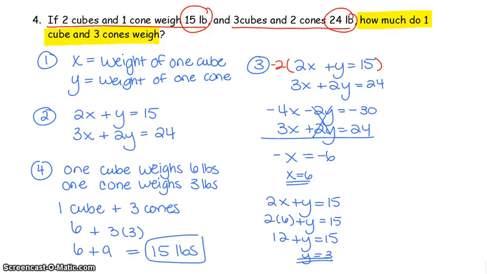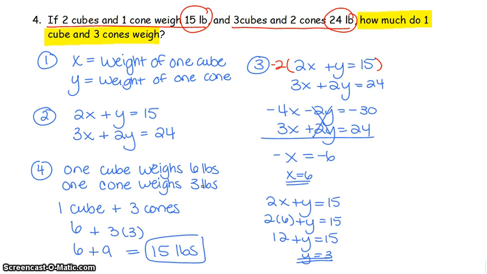Alright, let's see how you did on the last problem. Again, I used elimination. You could have used any method you want. I found that x was 6 and y was 3. So what that means is x was the weight of 1 cube, so 1 cube is going to weigh 6 pounds, and y was the weight of 1 cone, so 1 cone is going to weigh 3 pounds.